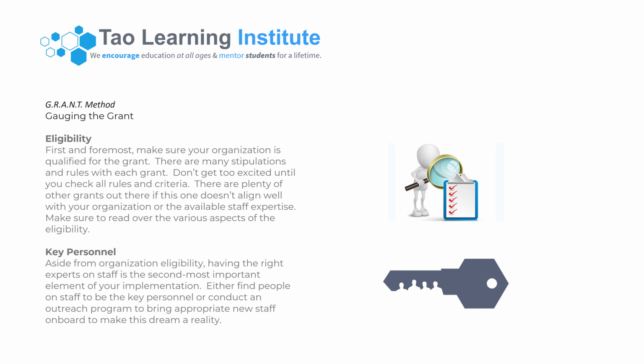There's plenty of other grants out there, and if this one doesn't align well with your organization, or if the available staff isn't there, then make sure to read over every aspect of the eligibility for your company. You also want to have key personnel. Aside from the organizational abilities, you also want to have the right experts on staff as your second most important element of your implementation. Either find people on staff to be the key personnel or conduct an outreach program to bring appropriate new staff on board to make this dream a reality.